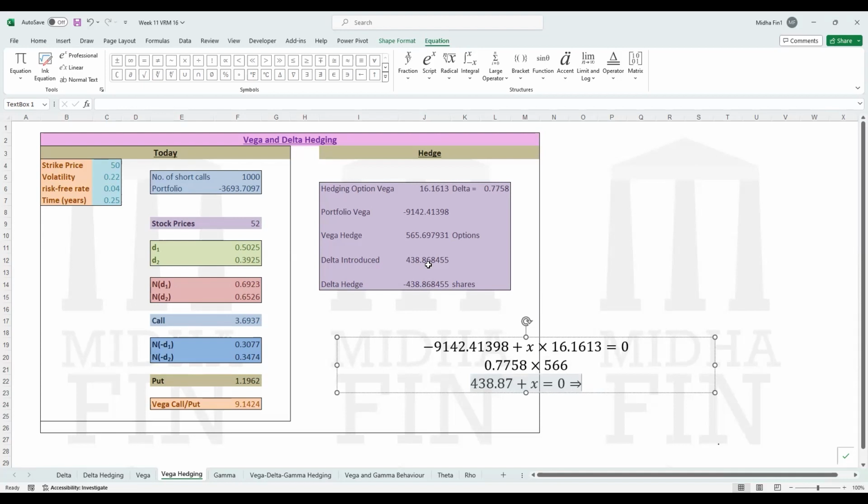Okay, you just solve it. X equals 0 minus 438.87, which is roughly 439 shares, and the minus sign means you need to go short. Go short in 439 shares. So that's how Vega hedging is done.